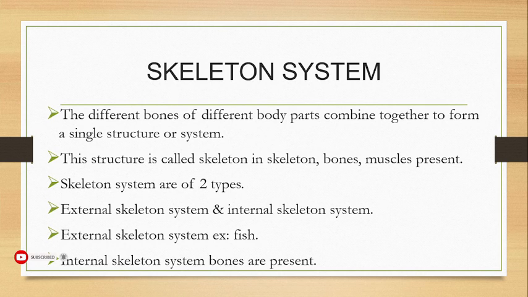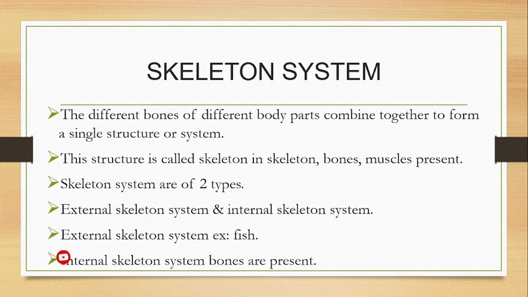The different bones of different body parts combine together to form a single structure or a system. For example, the different body parts like hands and legs are combined together to form a single structure. Means all different body parts joined together to form a single structure, nothing but a single structure or a system. This structure is called a skeleton.